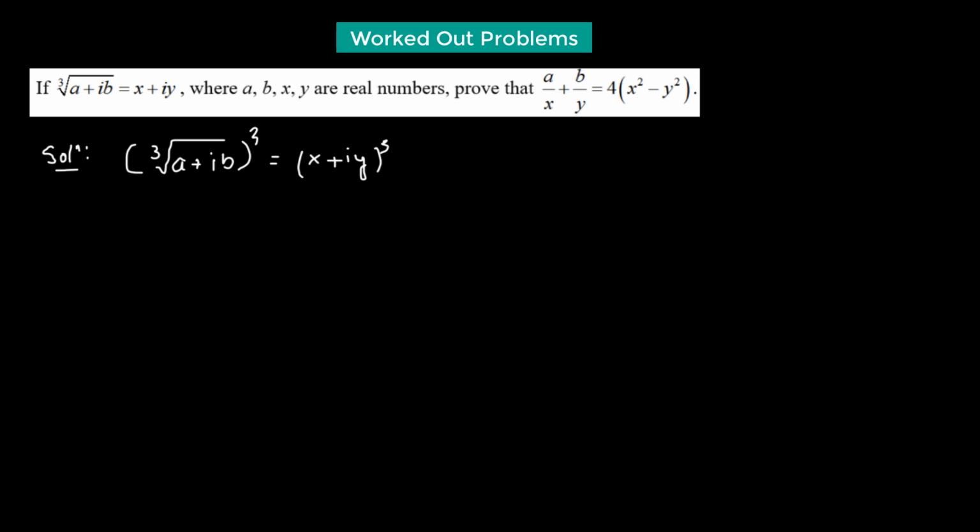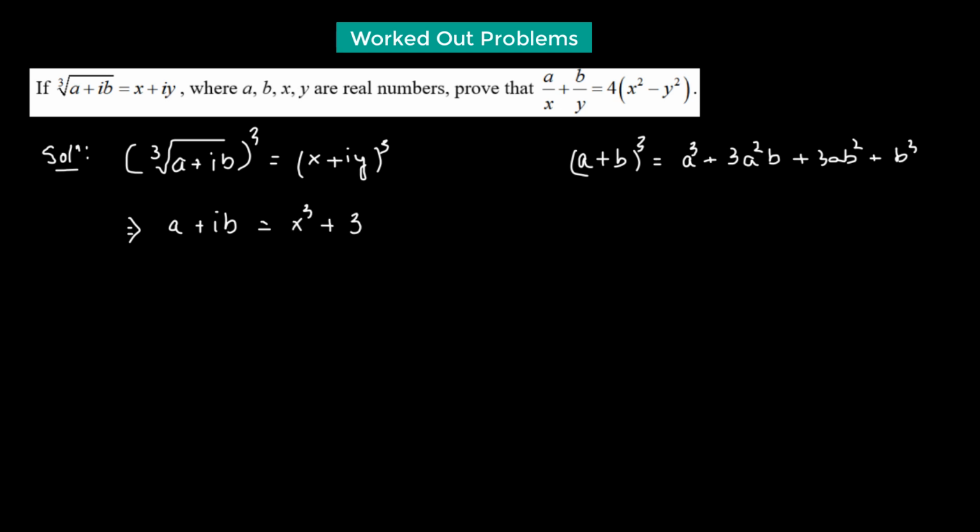So we're going to cube it from both sides, and this will take care of the cube root. So the cube of a cube root will give us a plus ib. Now we're going to expand x plus iy raised to the power of 3 by using the identity (a plus b) whole cube, which gives us a cubed plus 3 times a squared b plus 3 times a b squared plus b cubed. So using this identity, we have x cubed plus 3 times x squared times iy plus 3 times x times (iy) squared plus i cubed y cubed.